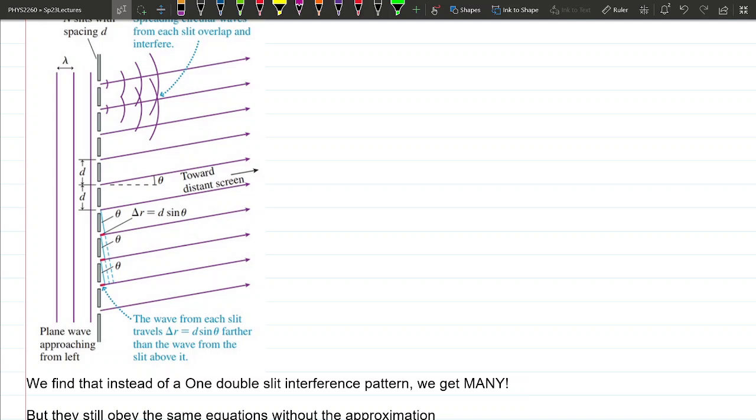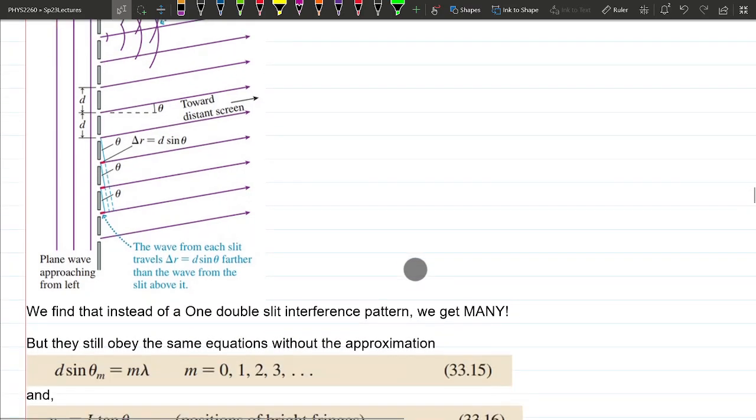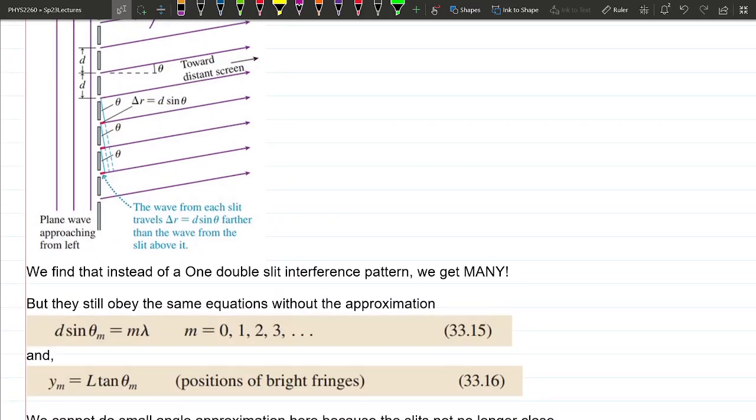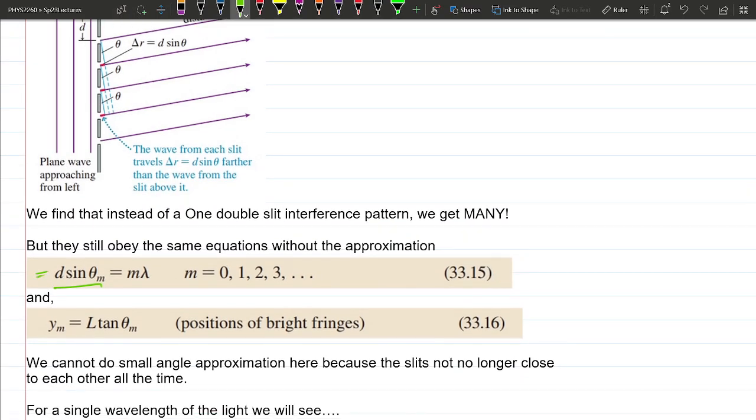Because instead of just two different electromagnetic waves interfering with each other, you have many different waves interfering at the same spot, okay? But the same equation that we derived last time can be used. Remember that this is basically delta R, the difference in distance. It's just d sine theta m. That's just by drawing a triangle. If you know how to draw a triangle, you can derive this equation, right?